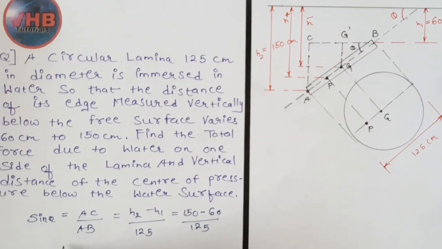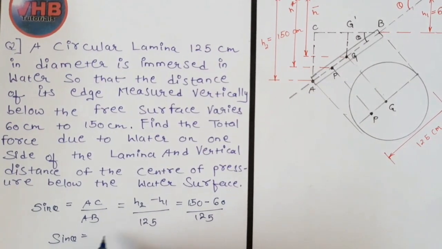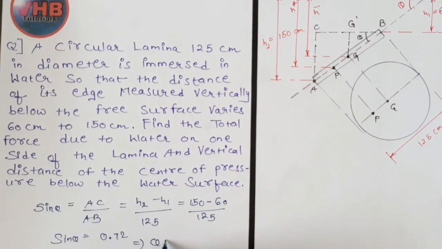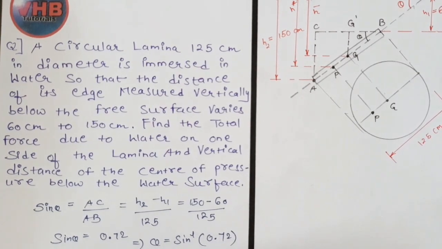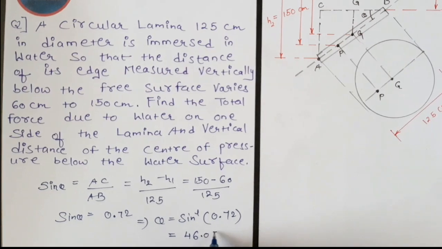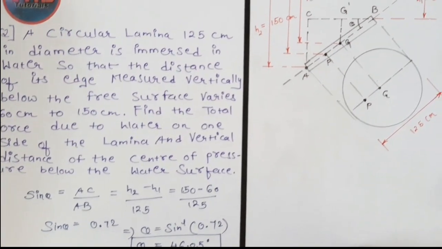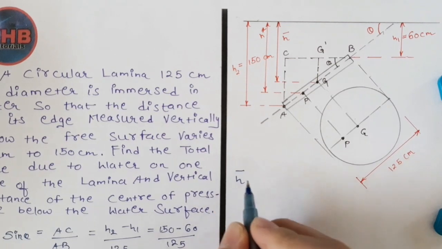So sin theta equals 0.72. If you find theta equals sin inverse of 0.72 in the calculator, you will get 46.05 degree. Okay, so this is theta. We have obtained theta. So the next step is to find h bar. Okay, so what is h bar?